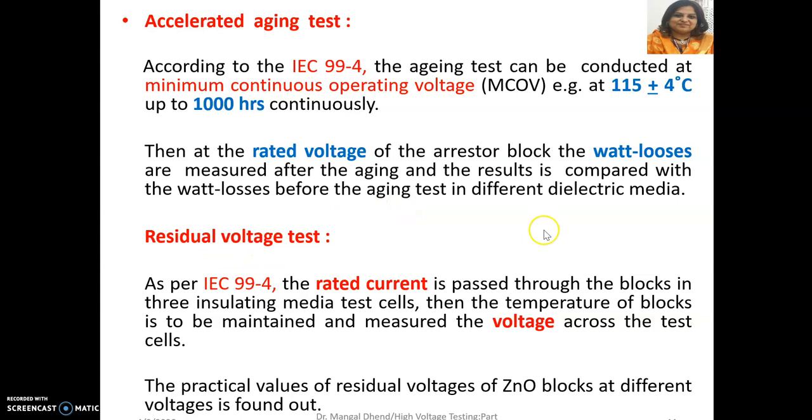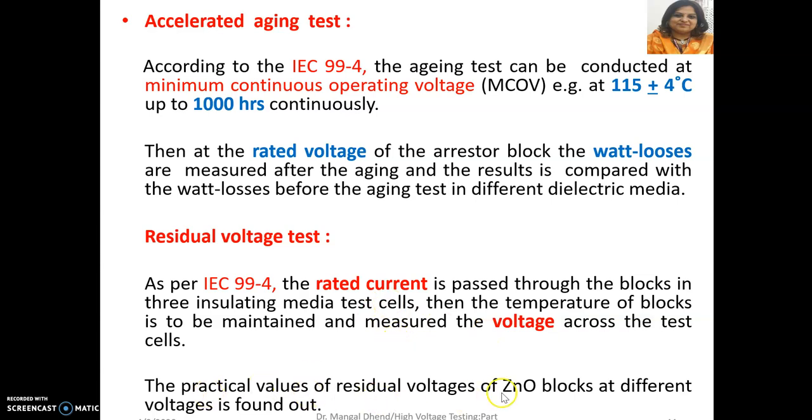The next test is the residual voltage test. Now what is the residual voltage test? When 1 milliampere current was passed, the voltage drop was called the reference voltage. But here, when rated current is passed, as per IEC 1994, through the blocks in 3 insulating media test cells, the temperature of the blocks is maintained and the voltage across the test cells is measured. Means residual voltage is the voltage across the arrestor blocks when rated current is passed through it.